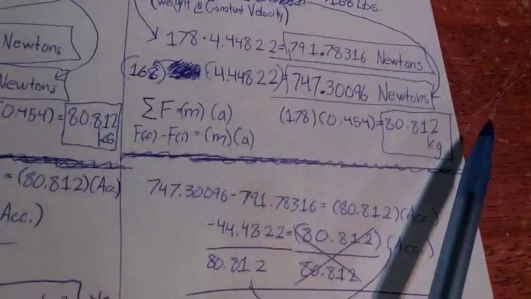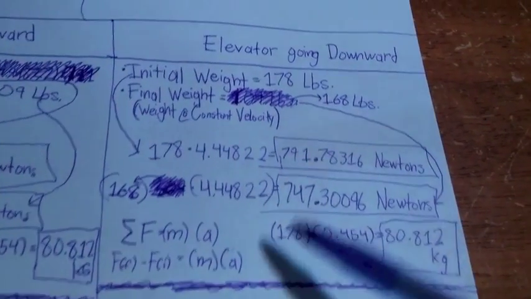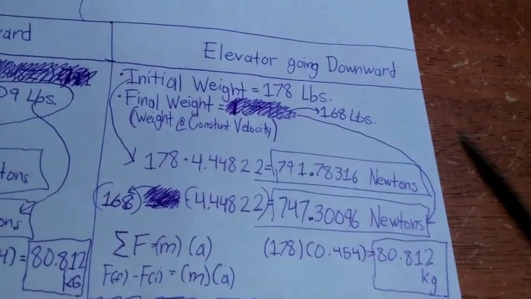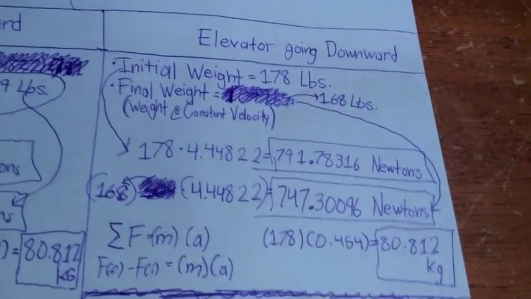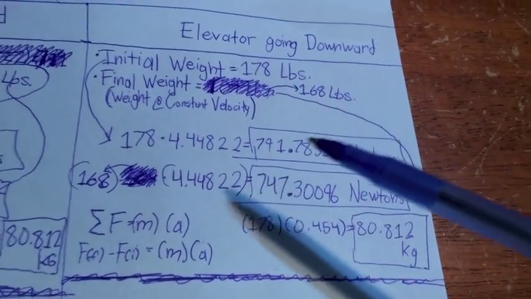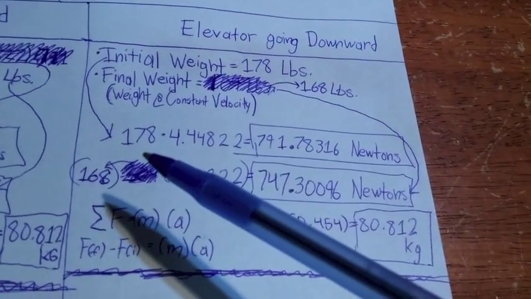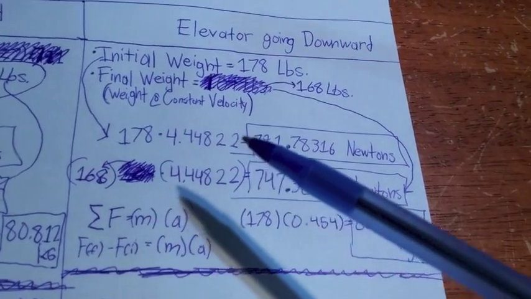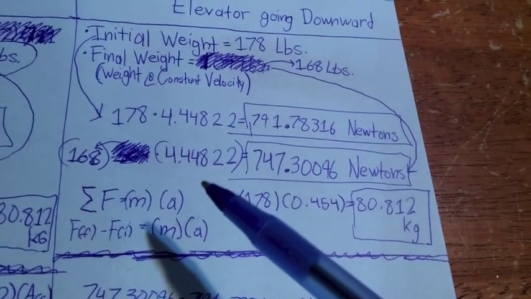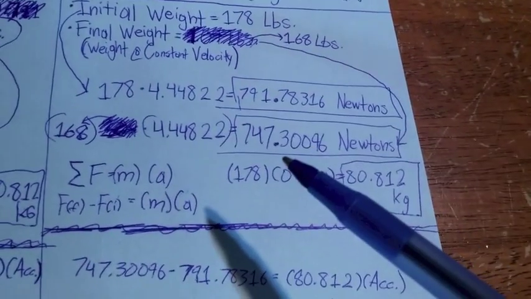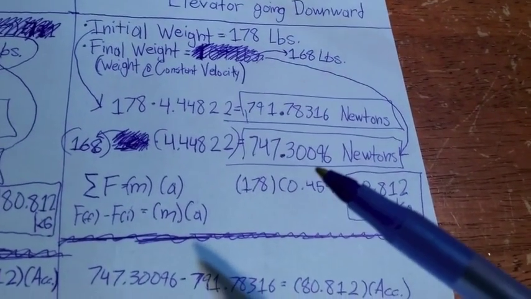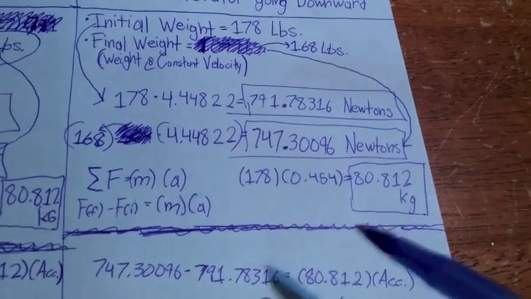Now we will find the acceleration of the elevator going downward. And again, Nick's initial weight is 178 pounds. He did not add any weight between our filming. And his final weight, or essentially his weight when it became a constant velocity downward, is 168 pounds. So to find the newtons of the weight, it's 178 times 4.448, which ends up at 791.78 again, and then 168 times 4.44822 equals 747.30096 newtons, which would then be his weight in constant velocity.